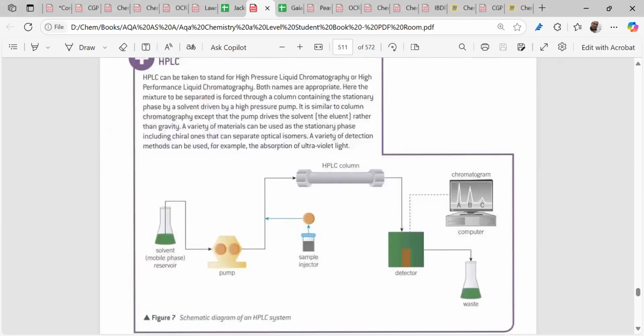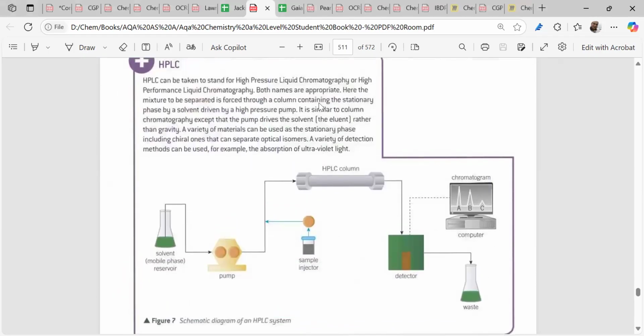In the high pressure liquid chromatography, we are taking a solvent, not a gas. And what we are doing is taking a pump over here, and after that we are injecting the sample, the mixture, in this pipe. Now over here, the detector will be analyzing. The solutes which are more soluble will be coming out first.